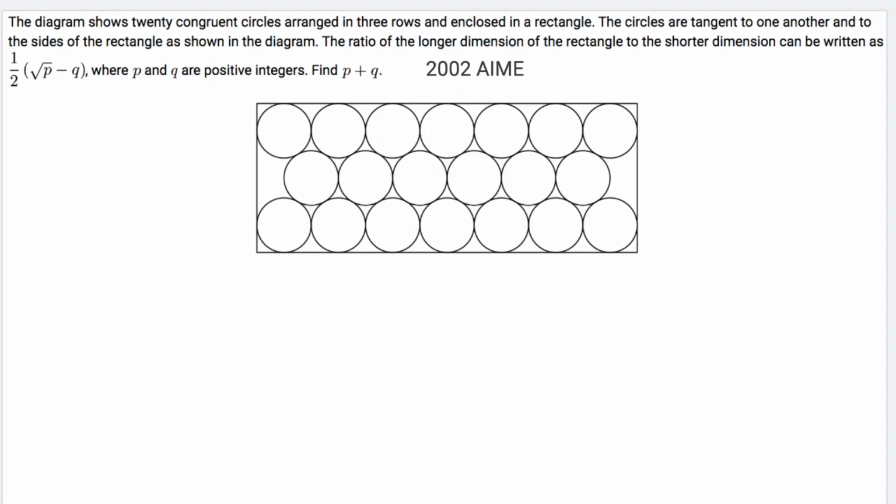Find p plus q. Also, if you guys are finding these problems easy, that's a very good thing. That means you guys are almost close to mastering these concepts, which means for this year's AMC 10, you will be prepared for their circle problems 100% guaranteed.